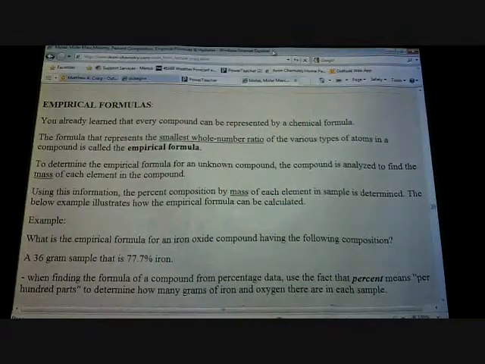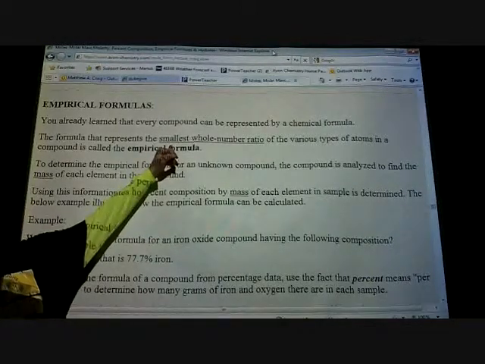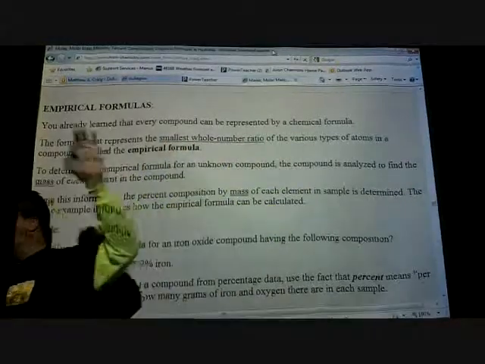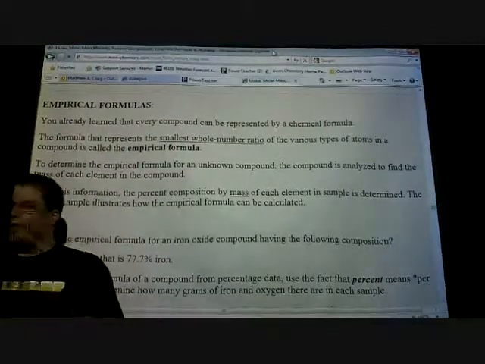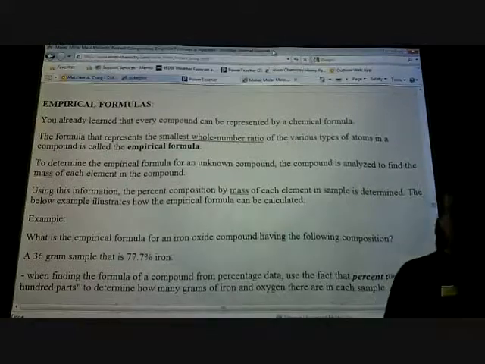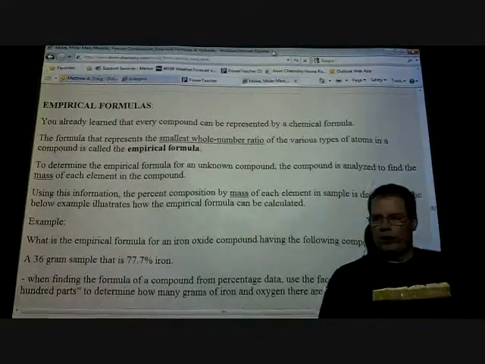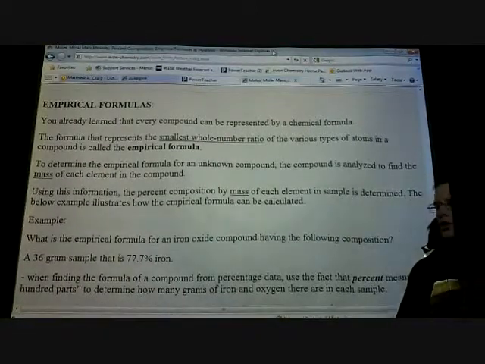When we talk about empirical formula, the theme is right here. We're looking for the smallest whole number ratio of atoms within a compound. We'll also talk about molecular formulas a little bit later today, but molecular formulas are what they are. They're not the smallest whole number ratio.